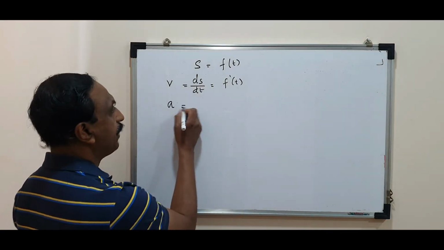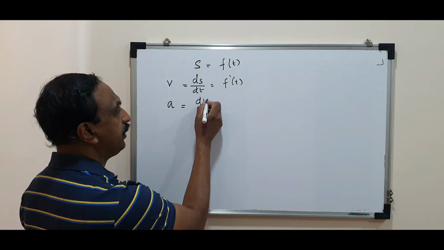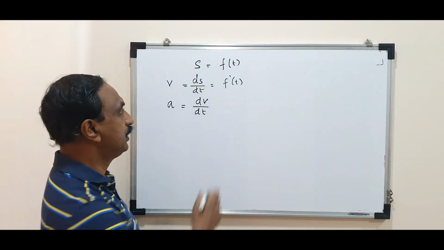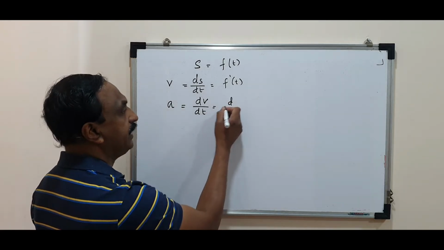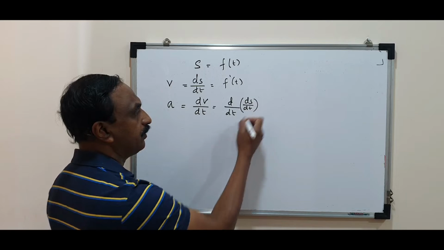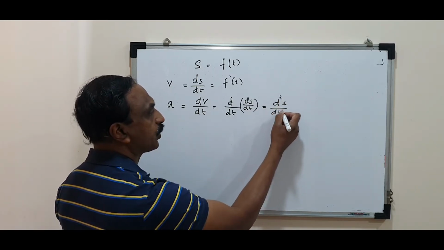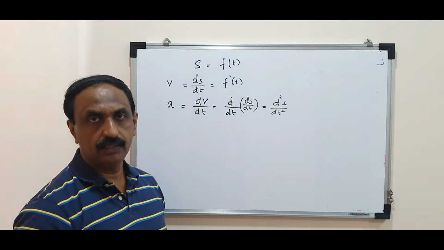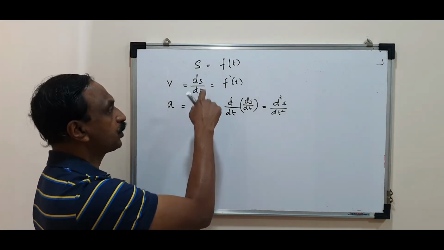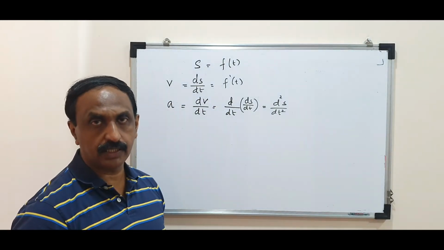The acceleration can be obtained by differentiating velocity with respect to time, because the rate of change of velocity is acceleration. That means it is the second derivative of displacement with respect to time. So d2s by dt square gives me the acceleration. If you differentiate displacement with respect to time once, you get velocity; the second time, you get acceleration.